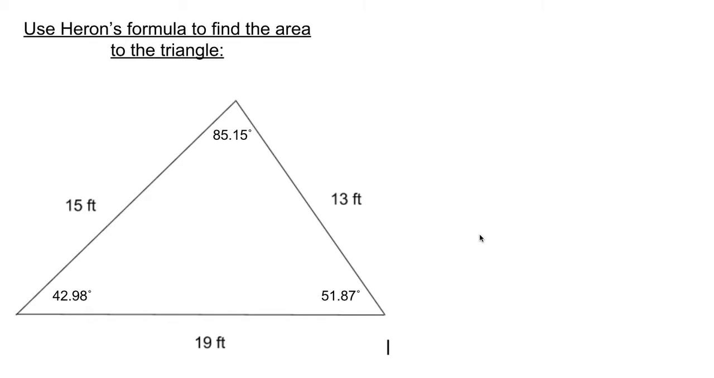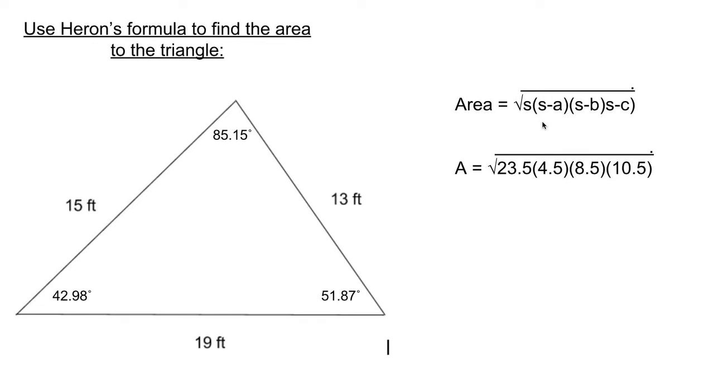Now that we figured out all of our angles given our sides, we're going to use all of this information to use Heron's formula to find the area of the triangle. So with all your numbers plugged in, our semi-perimeter is going to be 23.5. The semi-perimeter is all your sides added together divided by 2, so half of your perimeter. And you're going to subtract the semi-perimeter from all of your sides.